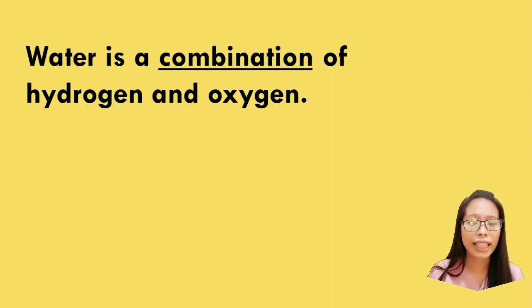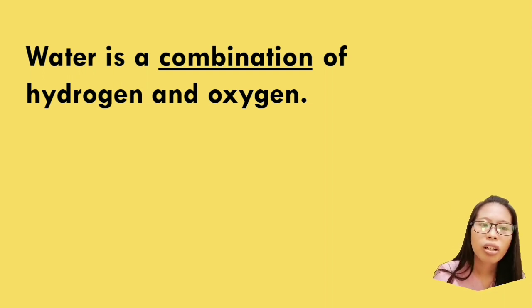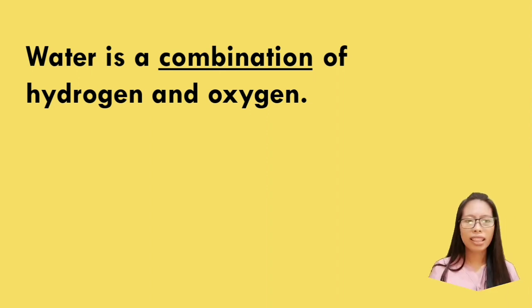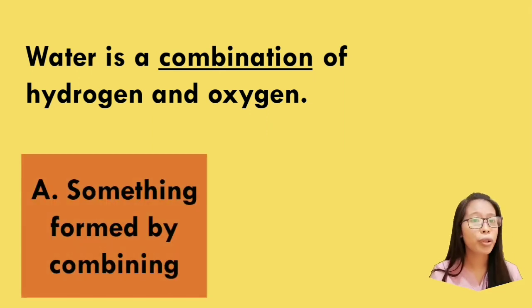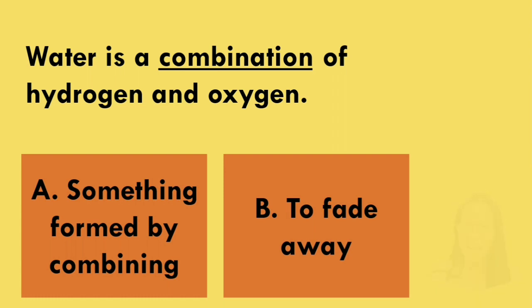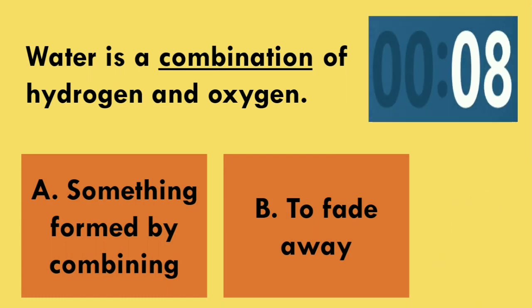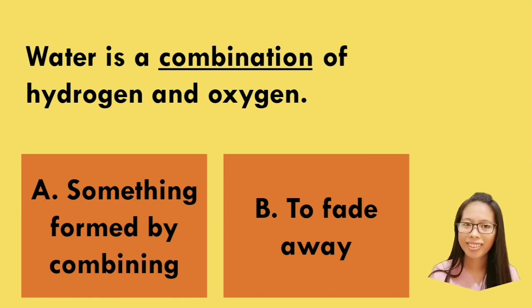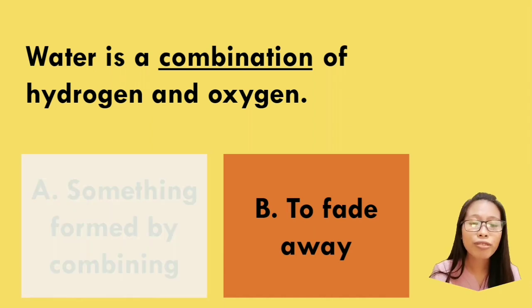Water is a combination of hydrogen and oxygen. The underlined word is combination. What does it mean? Is it something formed by combining or to fade away? Your 10 seconds starts now. That's right. The answer is letter A. It is something formed by combining.